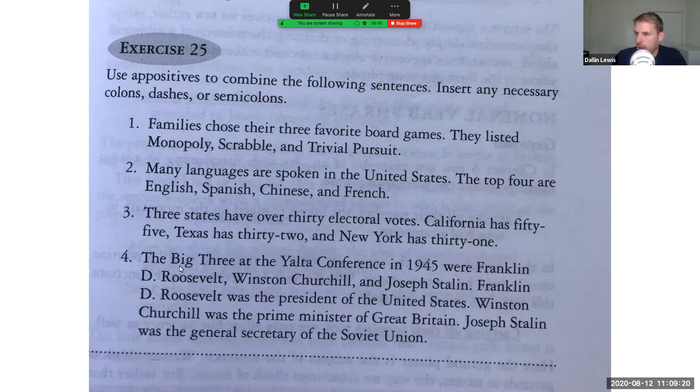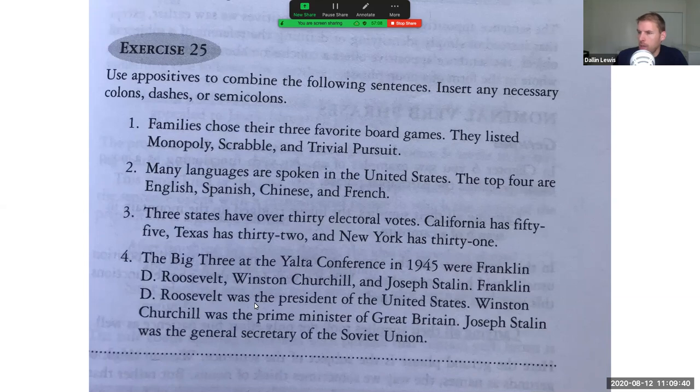Let's try this one. The big 3 at the Yalta Conference in 1945 were Franklin D. Roosevelt, Winston Churchill, and Joseph Stalin. Franklin D. Roosevelt was President of the United States. Winston Churchill was Prime Minister of Great Britain. Joseph Stalin was the General Secretary. So here's pretty easy. I would say the big 3 at the Yalta Conference in 1945 were Franklin D.